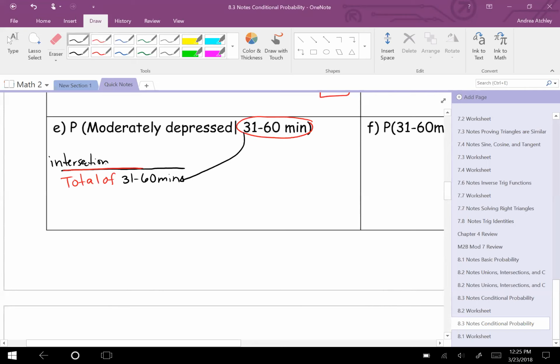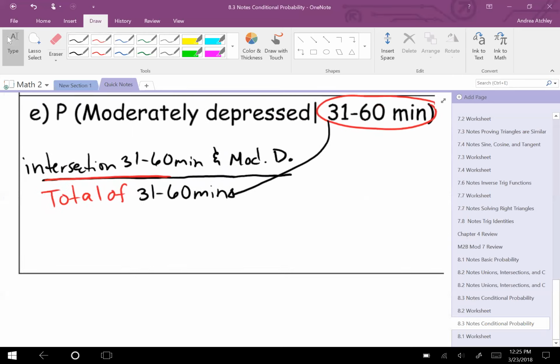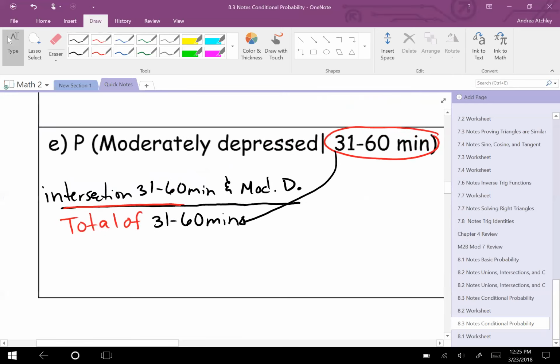Again, of 31 to 60 minutes and moderately depressed. Are you guys understanding my abbreviations here? So it's the intersection of 31 to 60 minutes and moderately depressed. Goes on top. Okay.